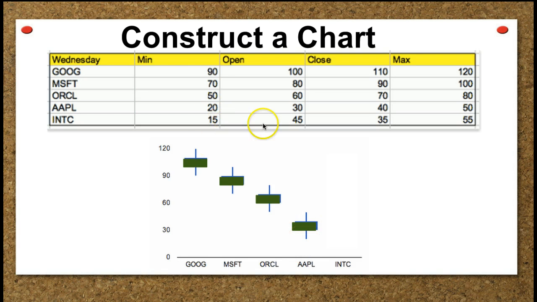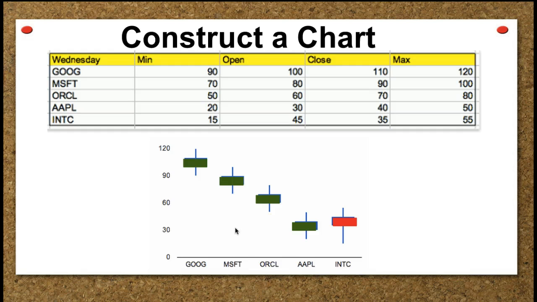How about Intel down here? Well, our open is 45 and our close is 35. So we went down. This is going to be a red candlestick. Notice that now we show our close here at the bottom at 35 and our open at the top at 45, indicating a downward trend.